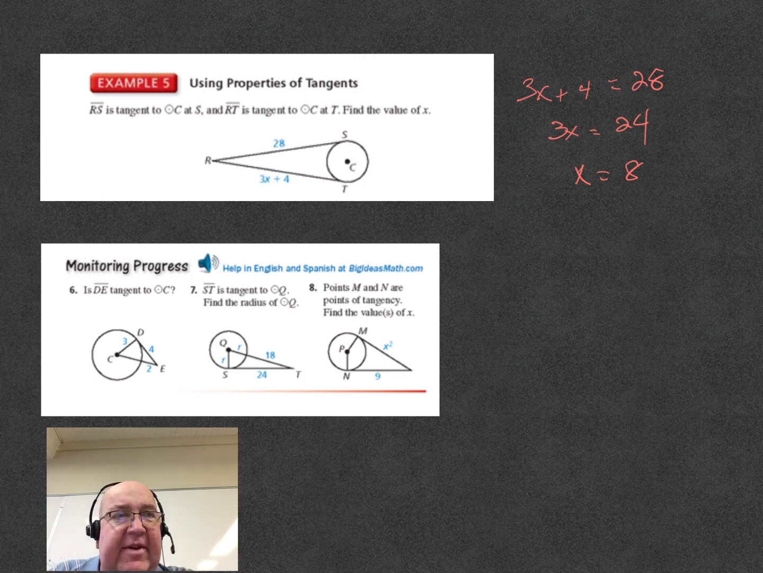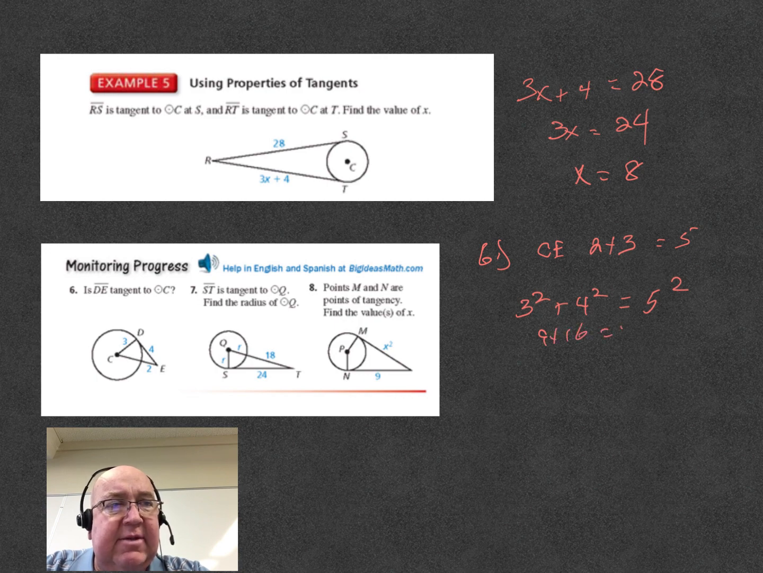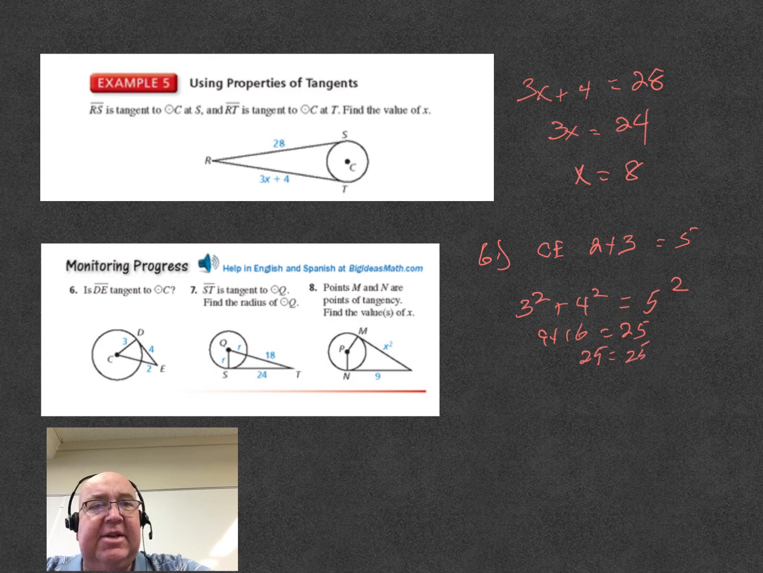We want to find number 6. We want to find if DE is tangent. So CE is going to be equal to 2 plus the radius of 3. So CE is going to be equal to 5. And so now we go 3 squared plus 4 squared, and see if it equals 5 squared. 9 plus 16 equals 25. 25 equals 25, so it is a tangent line.